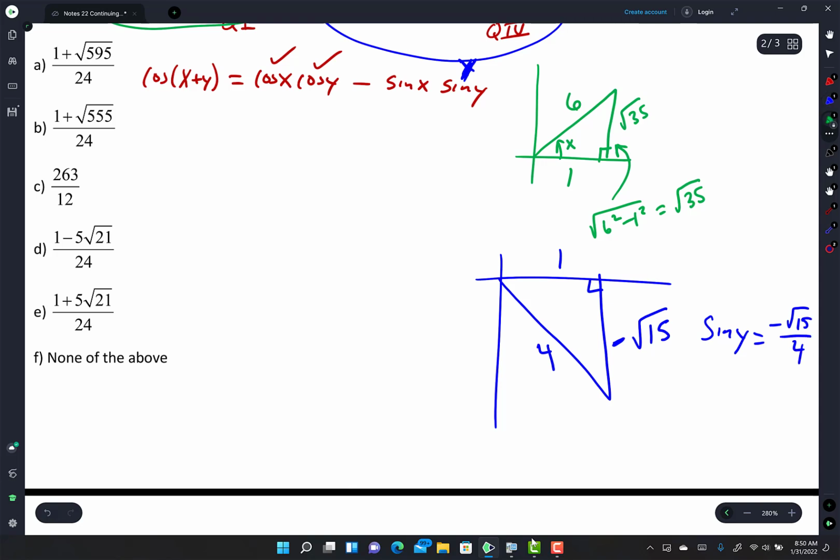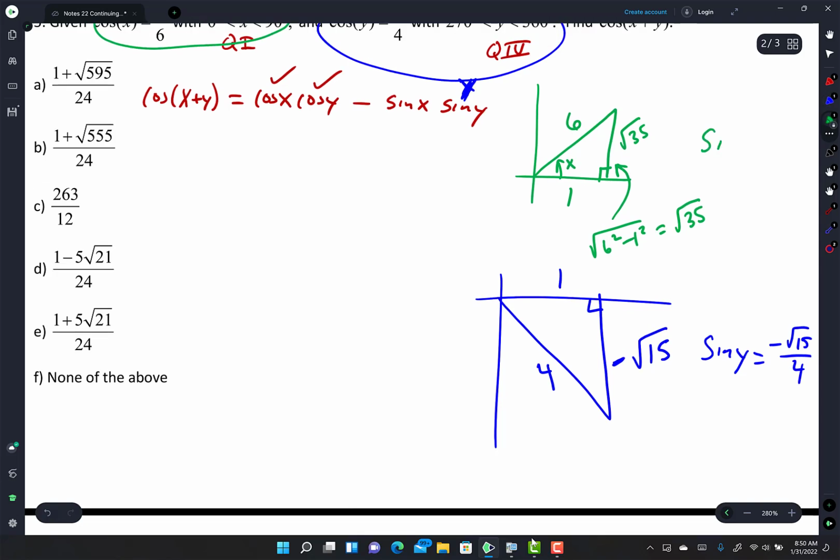And then to come back in the green one, I wanted sine x. Sine x is square root of 35 over 6. If you're in quadrant 1, it's always going to be positive. All right, we're done. Now we're just going to plug stuff in.